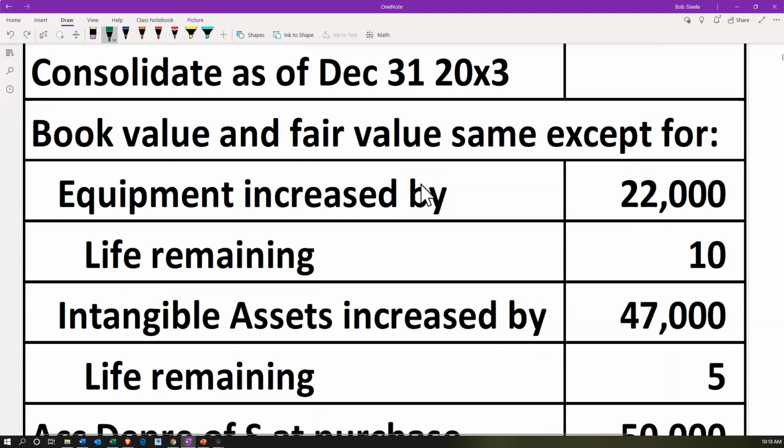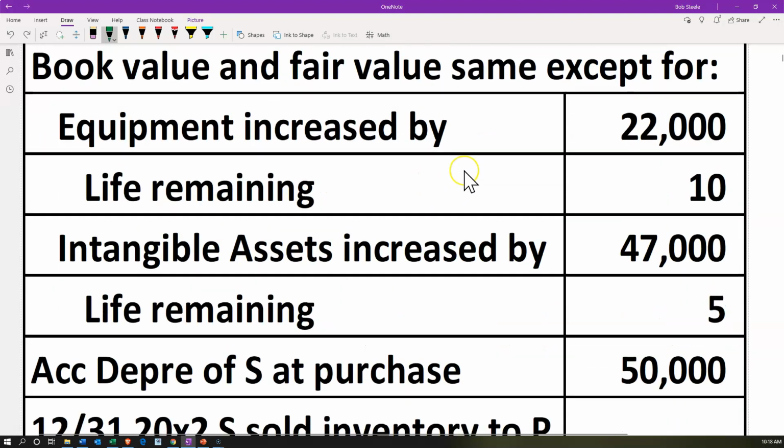So the book value and fair value are the same, in other words, at the point in time of purchase, if we were to take a look at S's assets and liabilities, all the book value for each account is the same as the fair value, except for equipment, which has a fair value of $22,000 higher. So we're going to have to increase it in the consolidation. And intangible assets, which have a fair value higher by $47,000. These are both things that we're going to have to either depreciate or amortize. Therefore, we're going to need the useful lives to do so, of 5 and 10 for the equipment and intangible assets, respectively. We've got 2 years that happened.